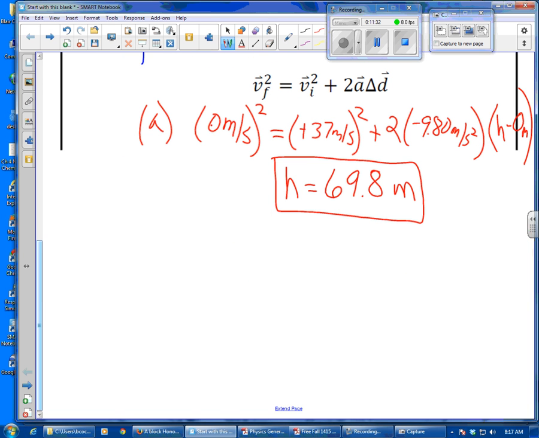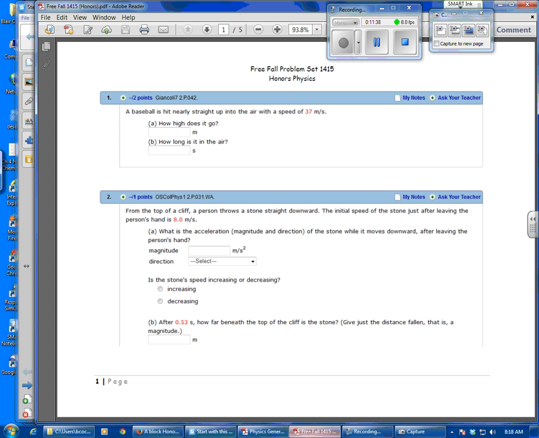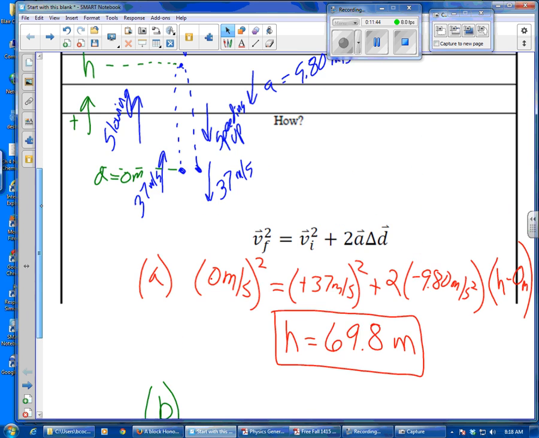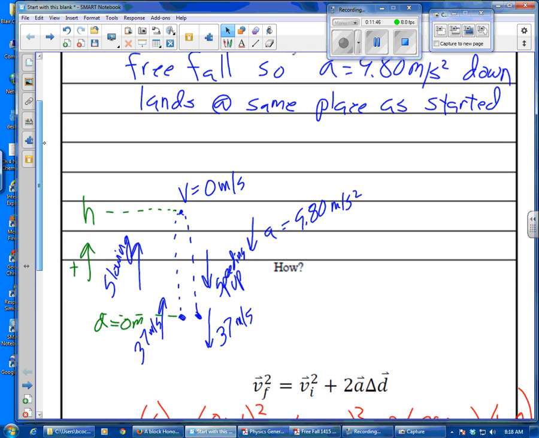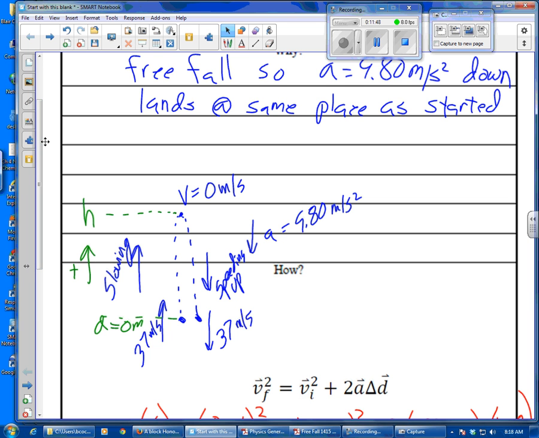And now let's move on to part B. In part B, they ask us, how long is it in the air? In our Y, we said, well, we didn't say, but we could have put in there what you guys deduced is that it takes the same time up as down.